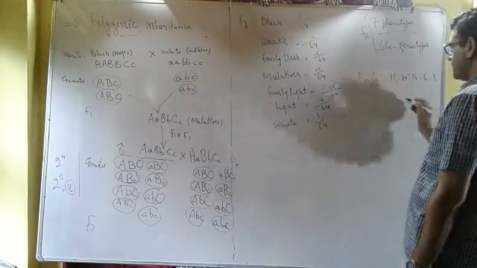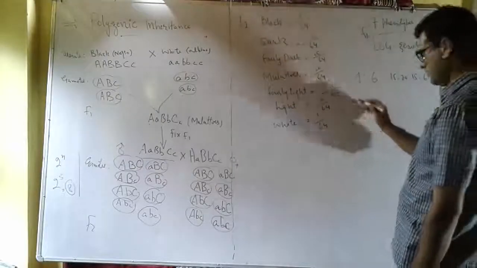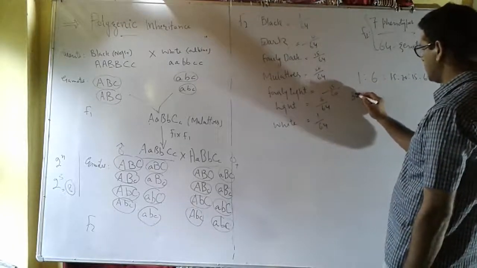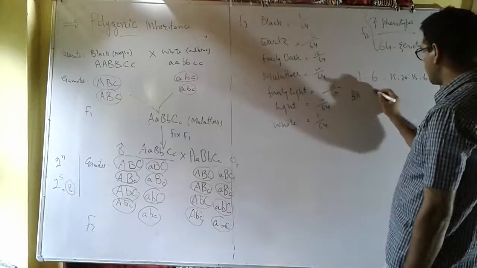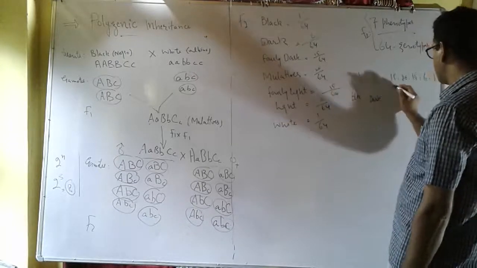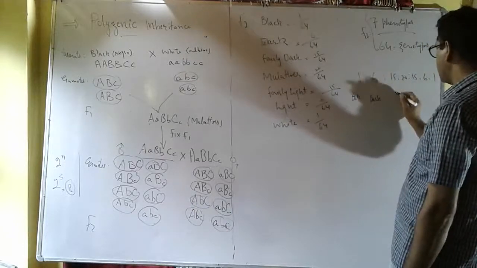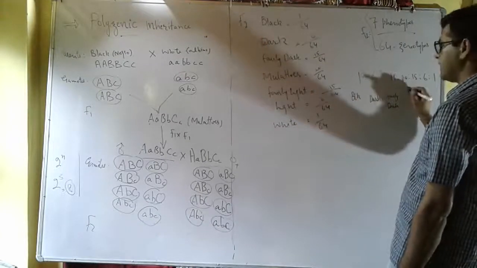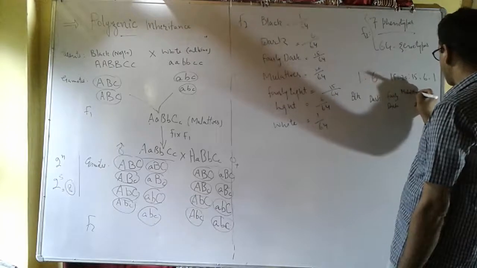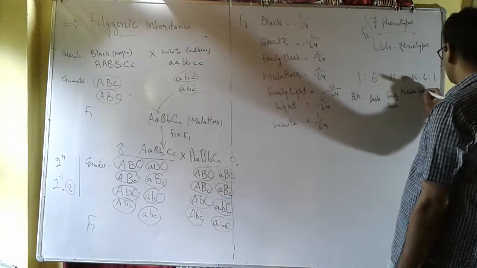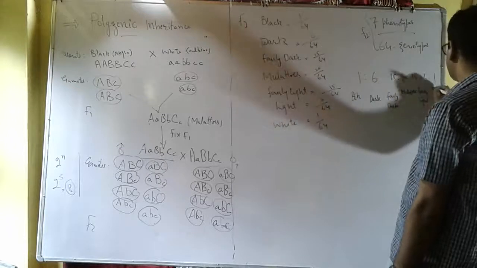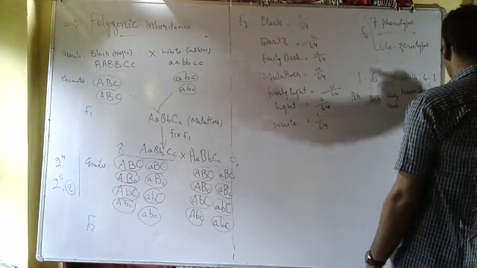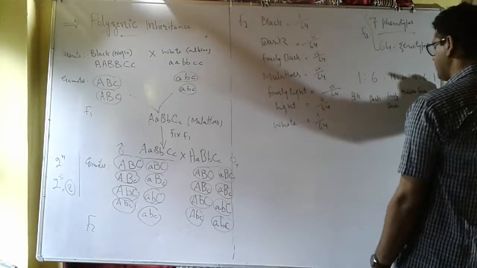So 1 is black color individual, 6 is dark color, 15 is fairly dark, 20 is mulattoes, 15 is fairly light, 6 is light, and 1 is white.